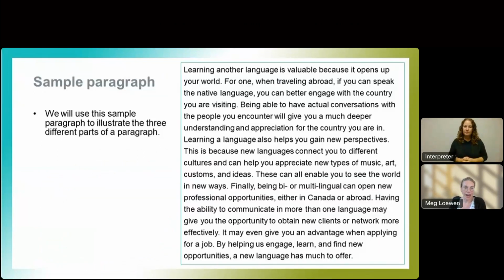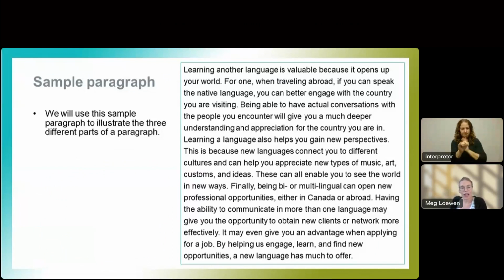We're going to look at this sample paragraph to try to unpack those three parts to a good paragraph. So I'm going to read it out loud, and I'll ask that as I read it, you listen for the topic sentence, the supporting sentences, and the concluding sentence.